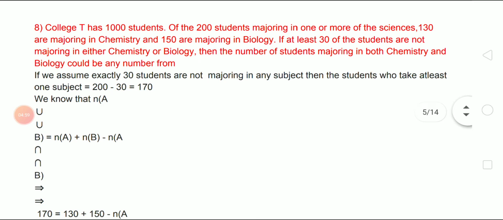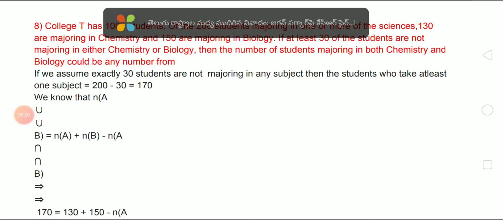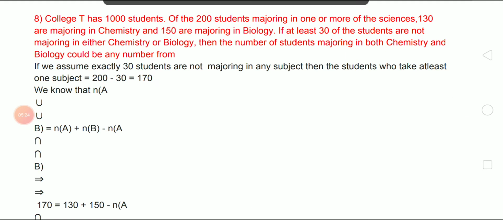College T has 1000 students. Of the 200 students majoring in one or more of the sciences, 130 are majoring in chemistry and 150 are majoring in biology. At least 30 of the students are not majoring in either chemistry or biology. Actually, previously we did a problem: n of A plus n of B minus n of A intersection B equal to n of A union B.